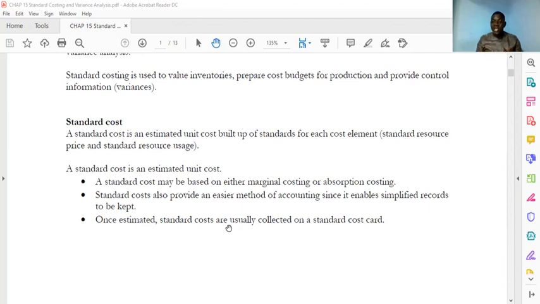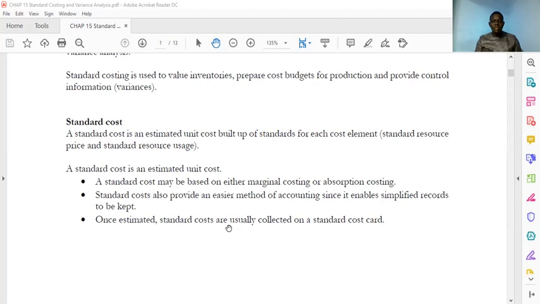We know that the cost elements are material, labor, and expenses. So when we talk about the standard cost, we are looking at the estimated unit cost of a product or a service.